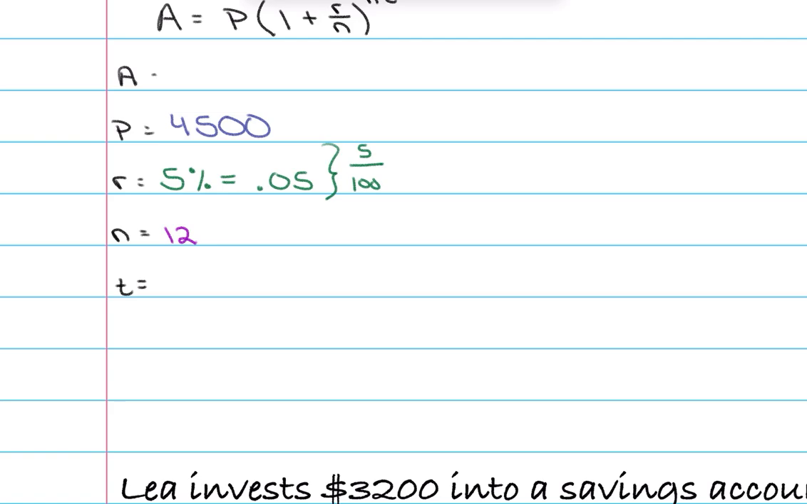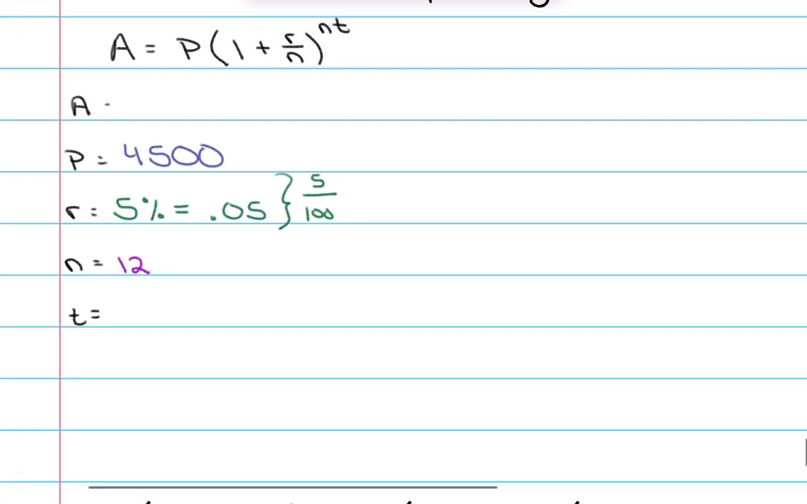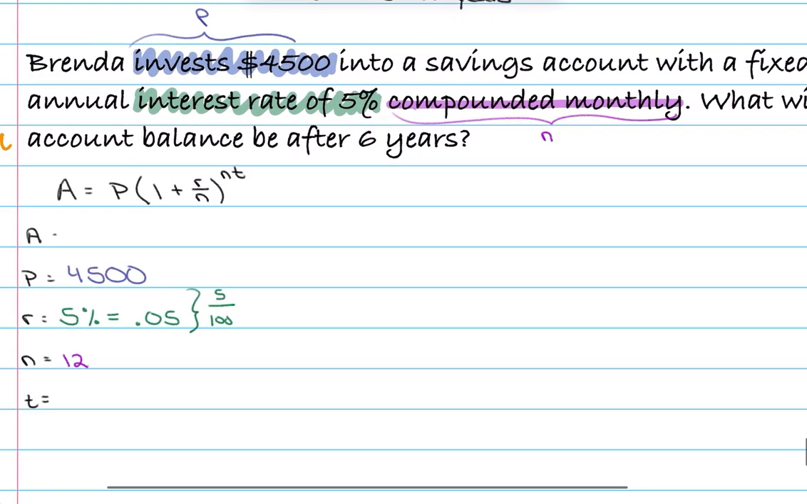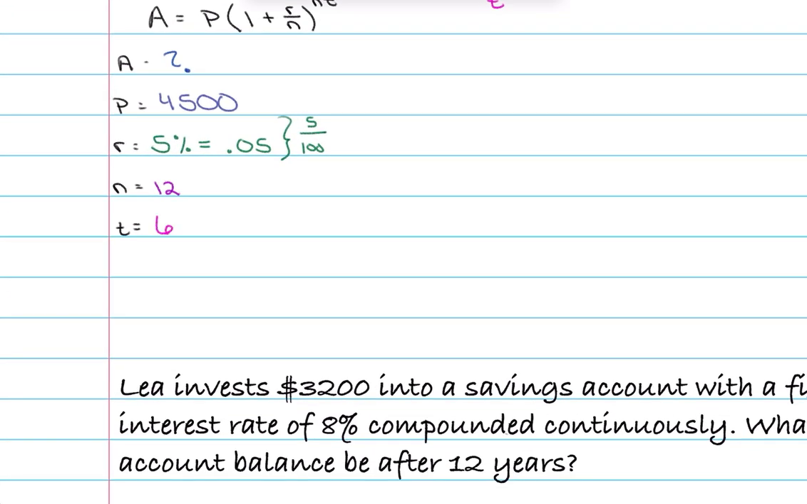Okay. Last but not least, we need to know our time, if we can find it. What will the account balance be? All right, so account balance A, well, that's how much you'll have at the end. So that's what we don't know. We do not know what our A is going to be. So that's what we're going to end up solving for. After 6 years, that's your time. T, remember that's always in years. Okay, so we filled in every one of our variables except for A. So that's going to be the one that we solve for.